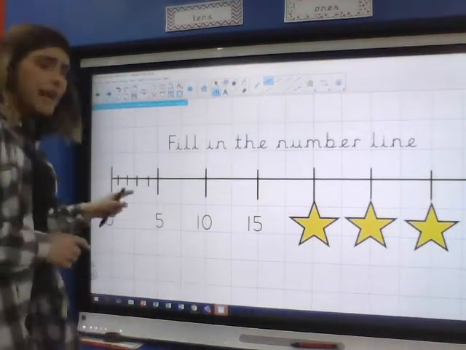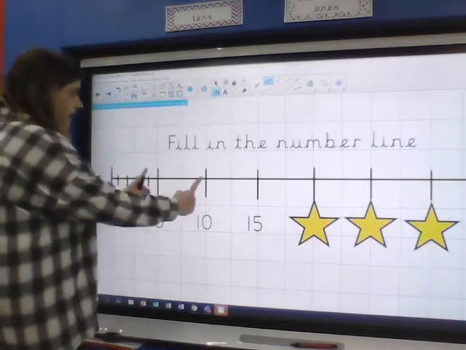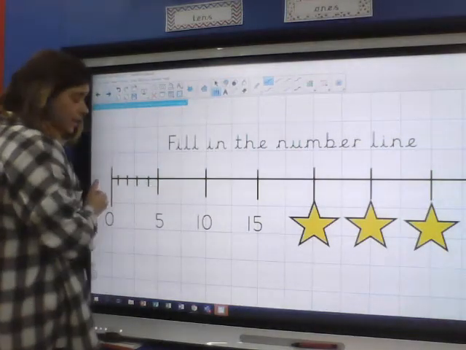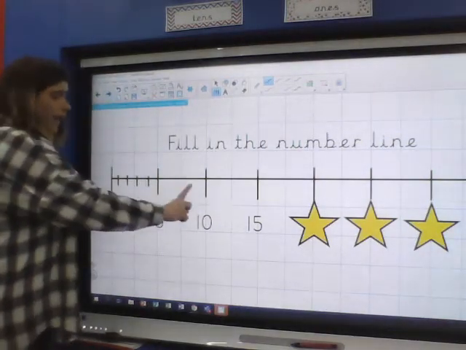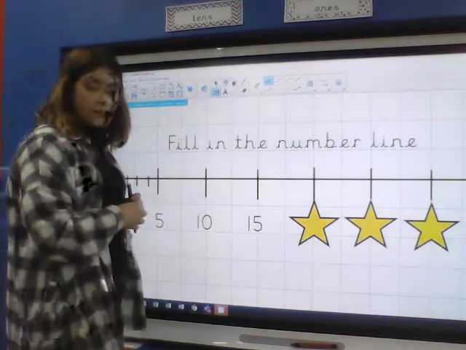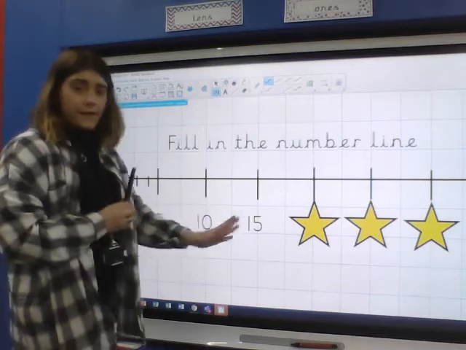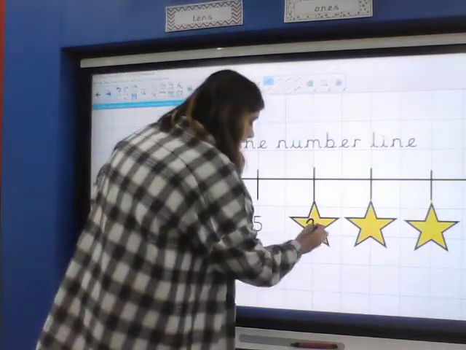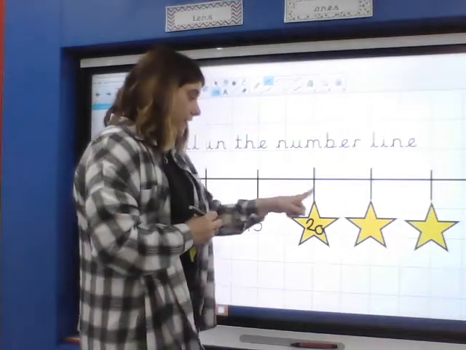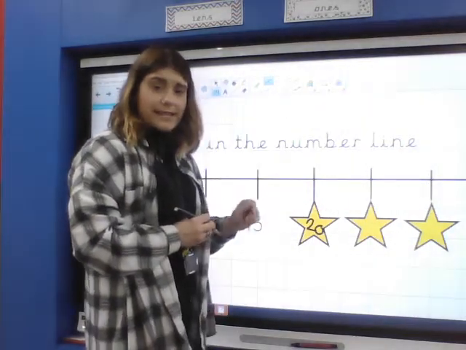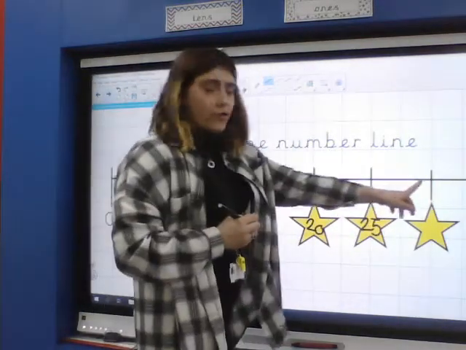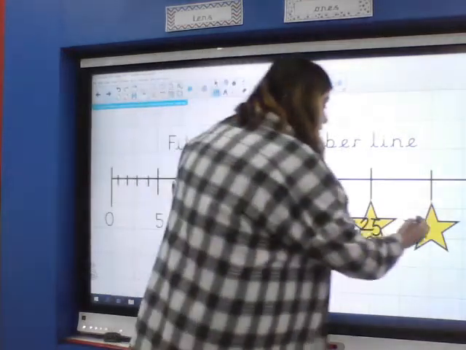Okay, I'm counting in 5s. Each space has got 5 in between. I just haven't written them in my number line. So I've got 0 to 5, 5 to 10, 10 to 15, and 15 to, write on your whiteboard what's missing. 5, 10, 15, 20. And I've got another 5 here that I haven't written on my number line. So 5 more than 20 would be 25. 5 more than 25 would be 30.